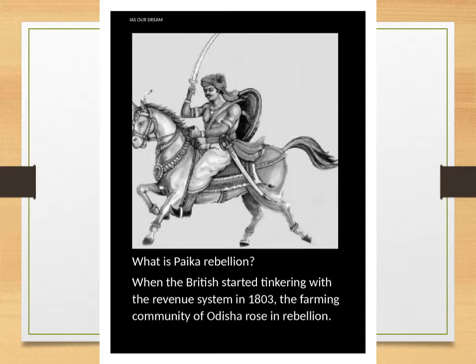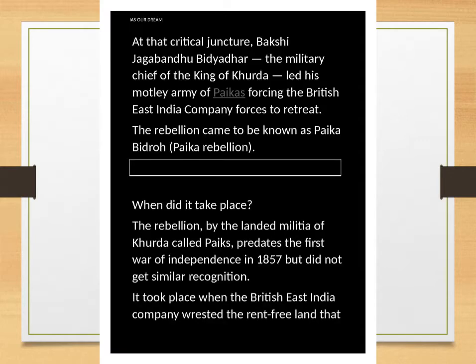The British started tinkering with the revenue system in 1803. The farming communities rose against this tinkering. It was led by Bakshi Jagabandhu Vidyadhar, the military chief of the King of Kurda. He led the army of the Paikas, forcing the British East India Company forces to retreat.